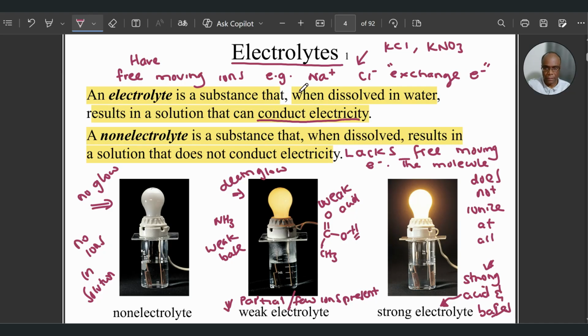And so those ones, alongside the neutral compounds like sodium chloride that fully ionize in solution to give you lots of ions, they will make the bulb glow so bright. So this is the brightest. So the solution in there is a strong electrolyte.